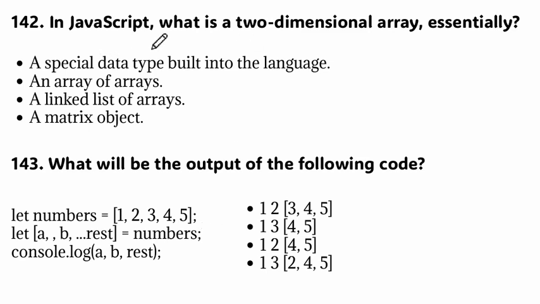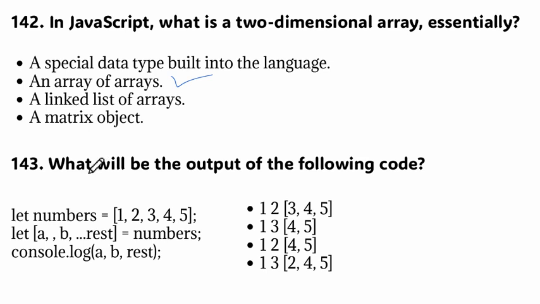Another question: in JavaScript, what is a two-dimension array essentially? A special data type built into the language? No. An array of arrays. The second is the correct part, an array of arrays. In a two-dimension array, there is an array within another array.